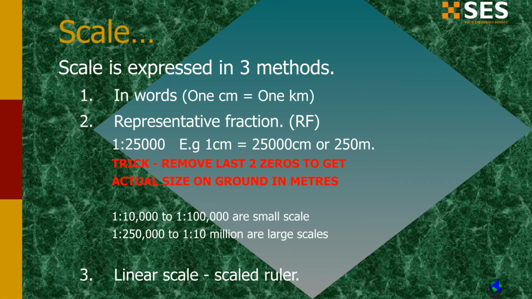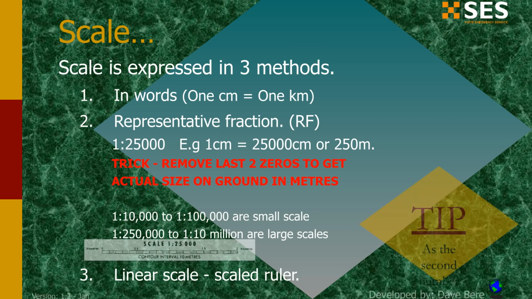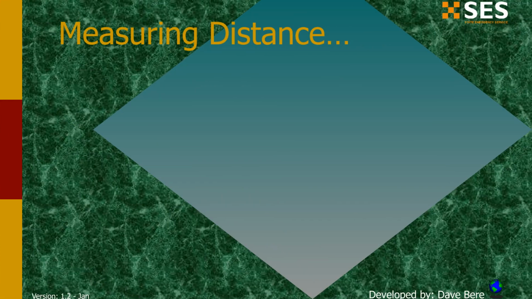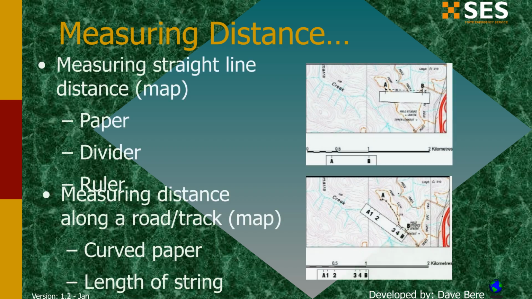Scale is expressed in three ways: in words, as a representative fraction, and using a linear scale. A helpful trick for a representative fraction like 1 to 25,000 is to remove the last two zeros to get the actual size on the ground in meters. To measure straight line distance on a map, you can use paper, a divider, or a ruler. For measuring distance along a road or track, which is often curved, use curved paper or a length of string.